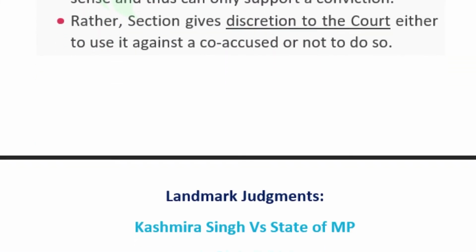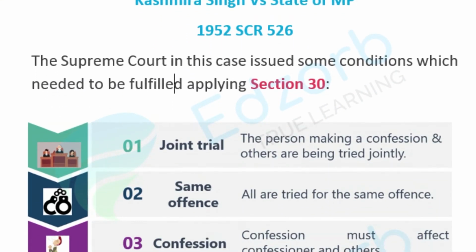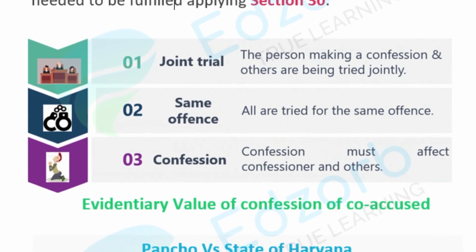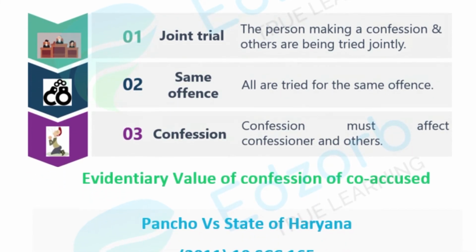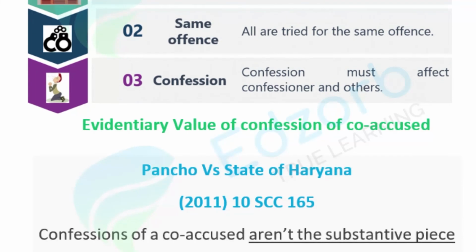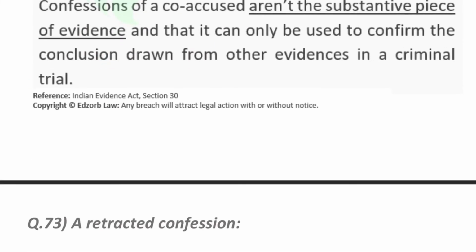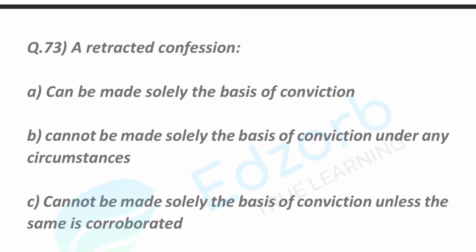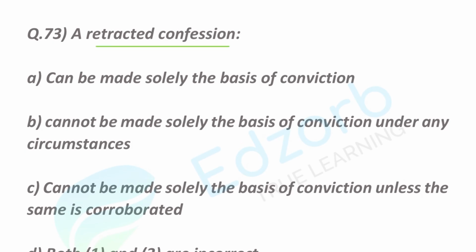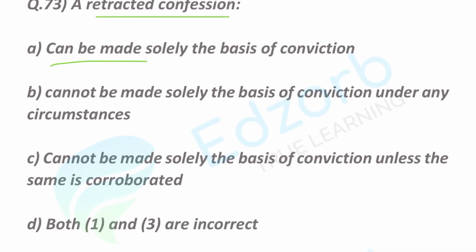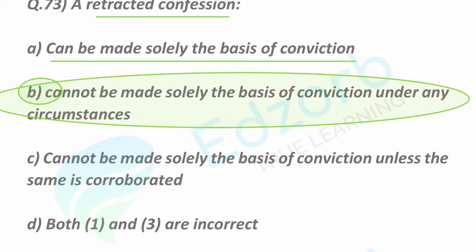But there are some parameters to this as well. They have to be tried jointly for the same offense, and the confession must in fact affect the confessioner and others as well. Now at question number 73, we have a retracted confession which cannot be made the sole basis of conviction even after corroboration. So B was correct over here, that it cannot be made solely the basis of conviction under any circumstances whatsoever.